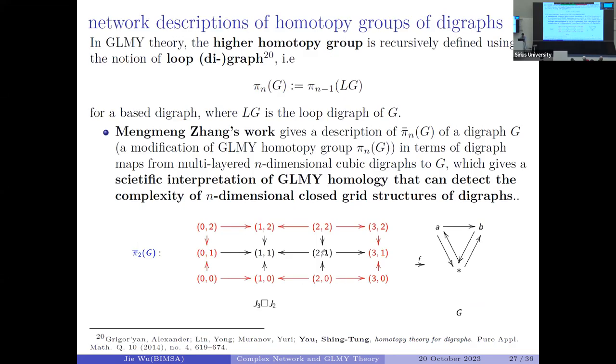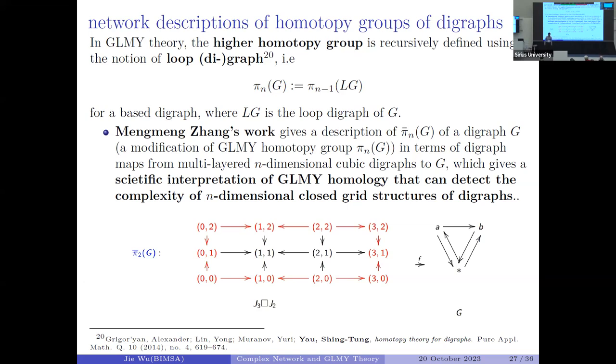Now the work in Yau's work is that they introduce the homotopy group recursively, so you can introduce paths, digraph, loop digraph, like in a space situation, then recursively they can introduce the higher homotopy groups. Now the recent progress from Merman's work is that we try to give some description, like a description of the usual homotopy group.